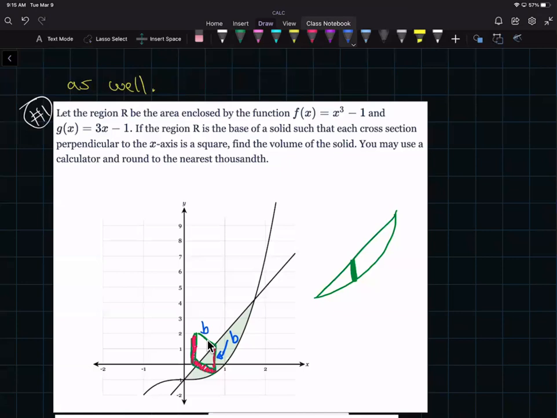So now it becomes a matter of determining what is, remember, you always start by making a sample disk or a sample cross section. Now in this case, you need to go ahead and find the area of this square. So how can I find the length of b?